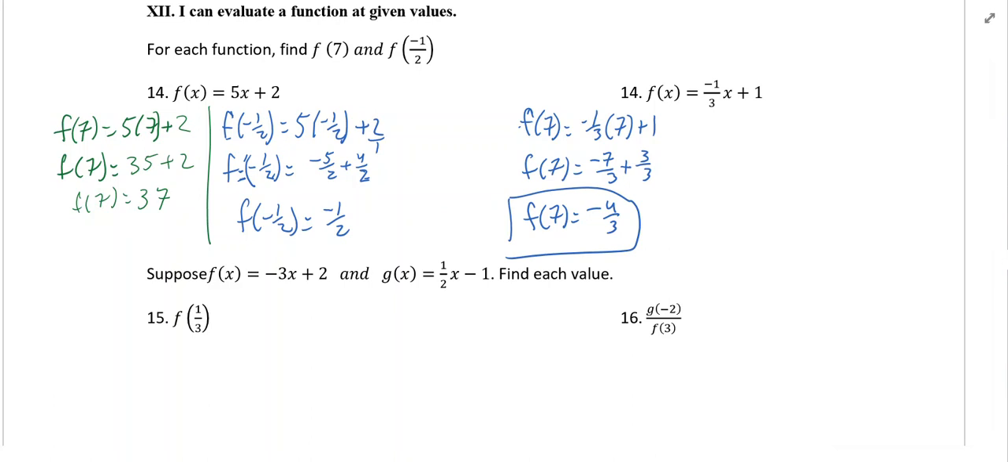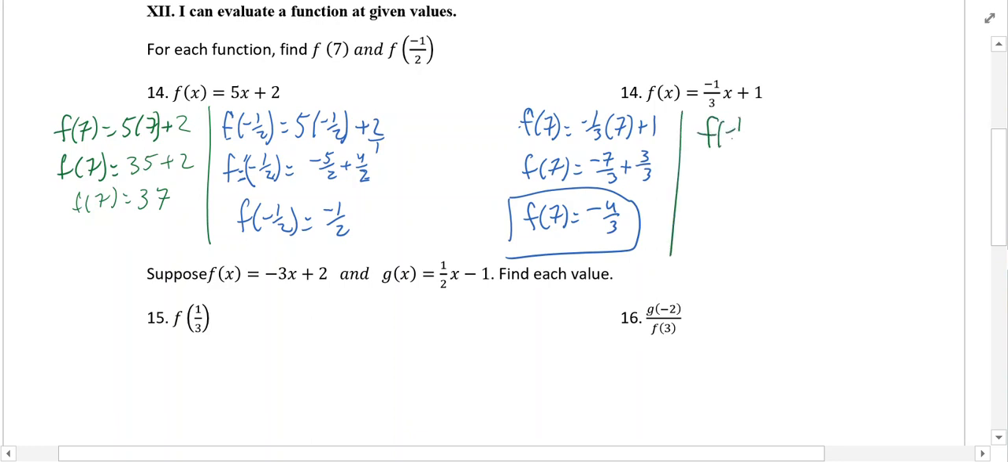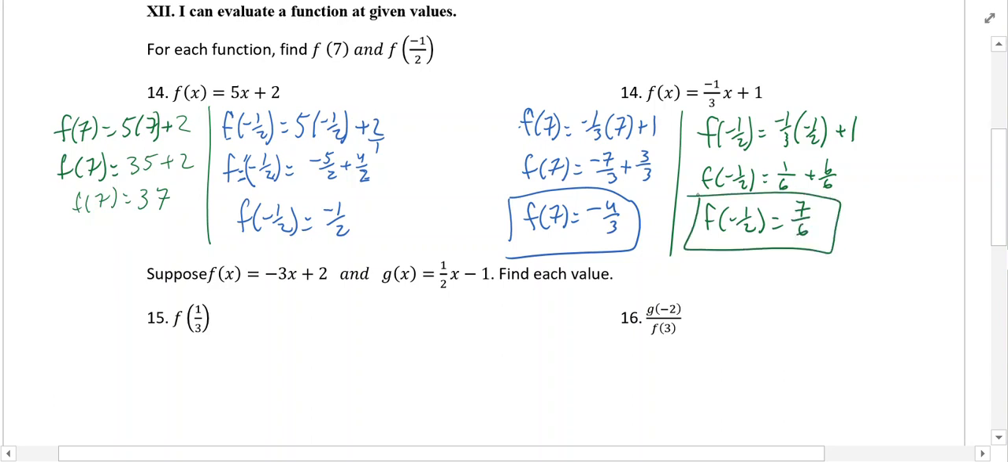And the next one is going to be f of negative 1/2. So I'm going to plug in, f of negative 1/2 equals negative 1/3 times the negative 1/2 plus 1. So f of negative 1/2 equals negative 1 times negative 1 is a positive 1, and 3 times 2 is 6, plus, again, I'm going to make a common denominator, so 6 over 6, because that would simplify to 1. So then f of negative 1/2 equals 7/6. And you can go ahead and leave them as improper fractions.